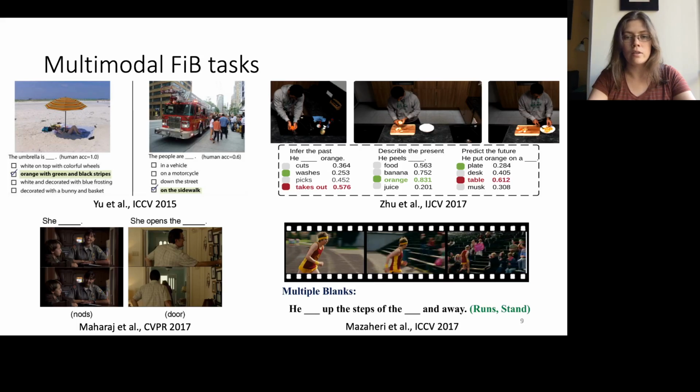I'd like to highlight several prior works, including our own. At the top row, there are examples of multiple choice tasks where the blank has to be selected among these few given choices. The bottom row, there is our prior work as well as an extended work where it's an open-ended fill-in-the-blank task. So there is a large number of possible answers. And also in this follow-up work, there are multiple blanks.